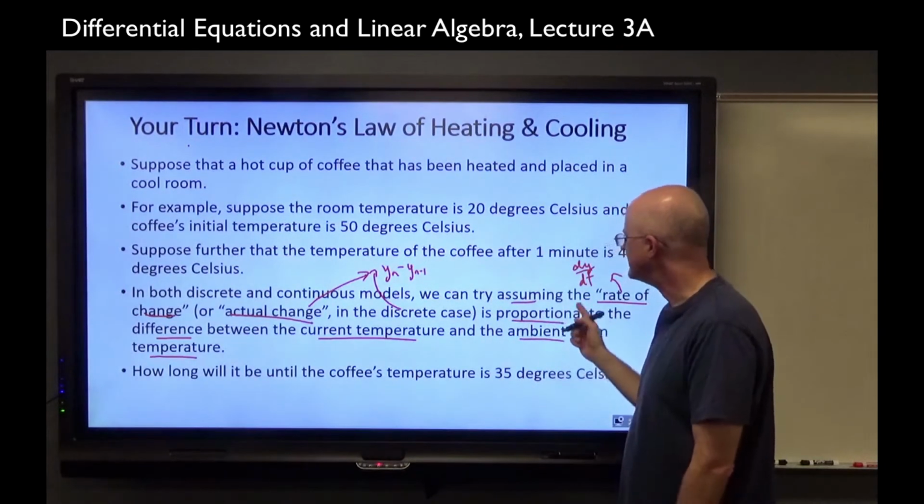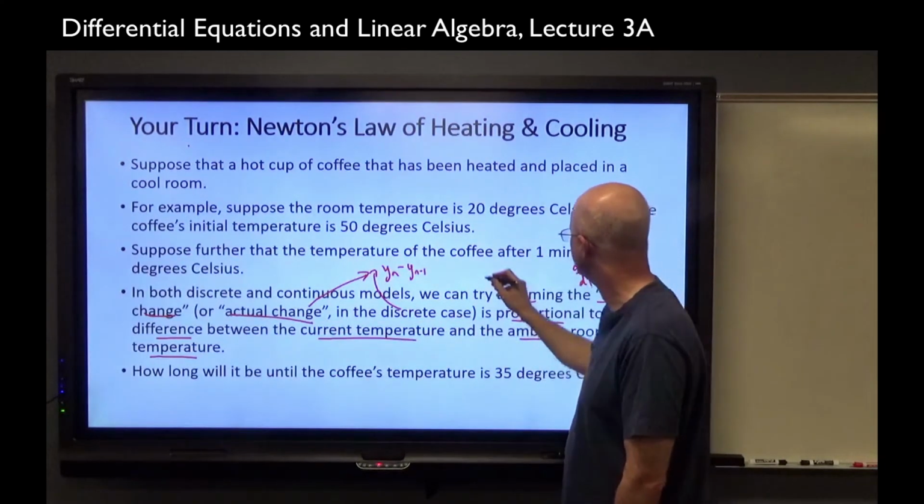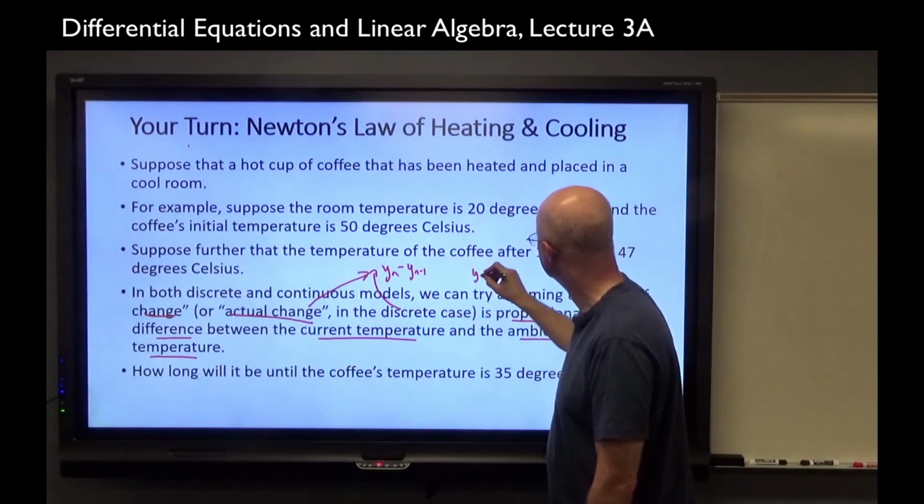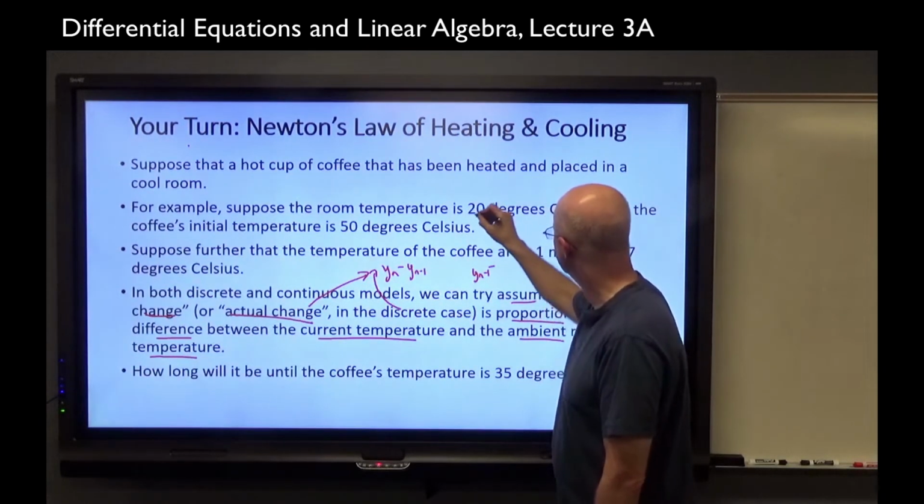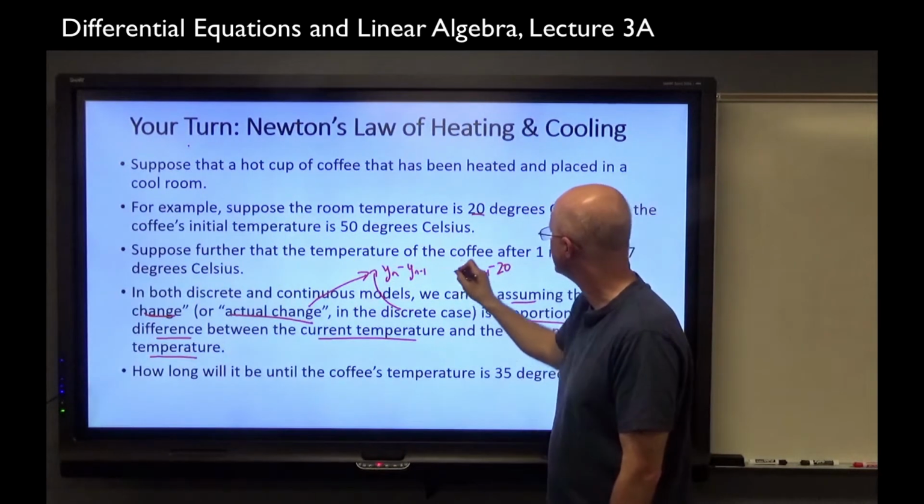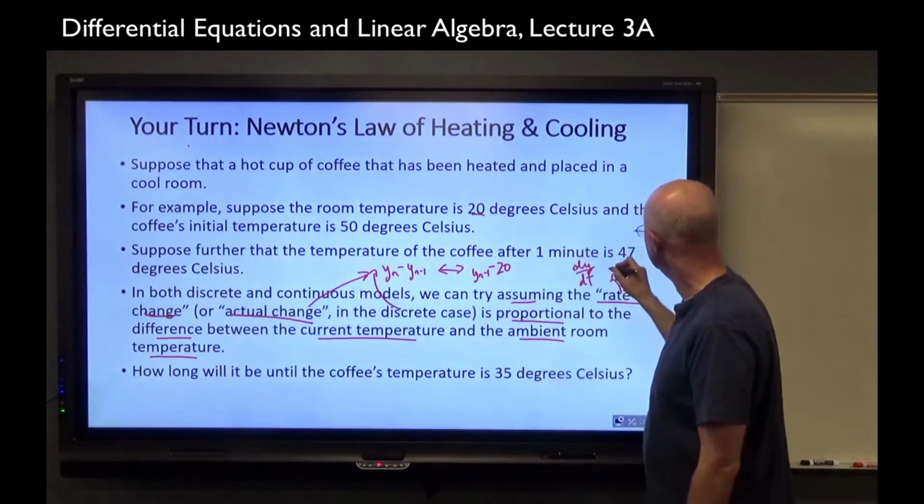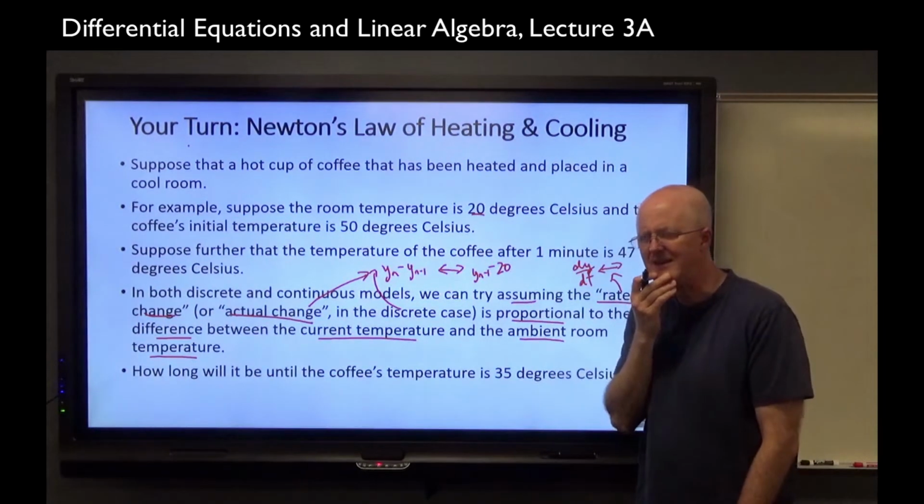In both cases, you assume these things are proportional to the difference between the current temperature and the ambient temperature. If we imagine in the discrete case that the current temperature is yn minus 1, we know the ambient temperature is 20, there would be the difference. These are going to be related. And in the continuous case, shall I call the current temperature yn minus 1 again?